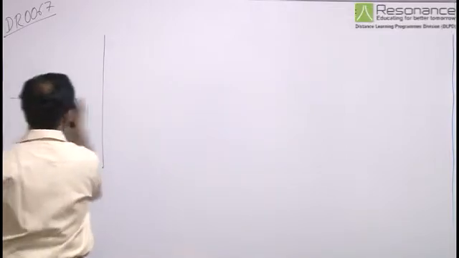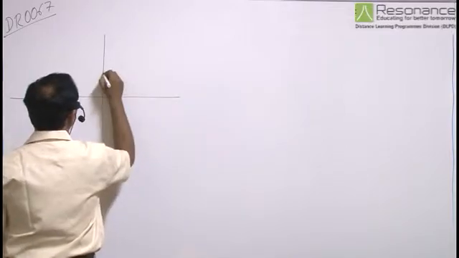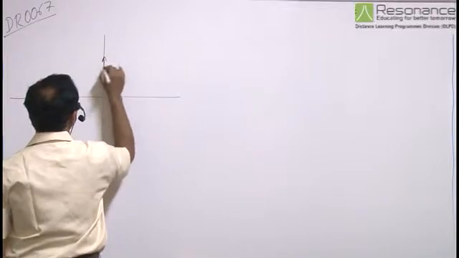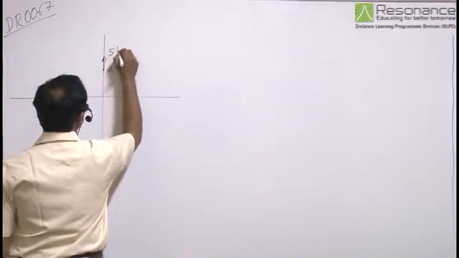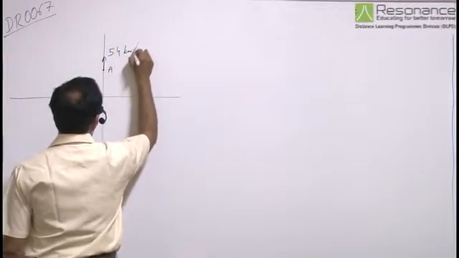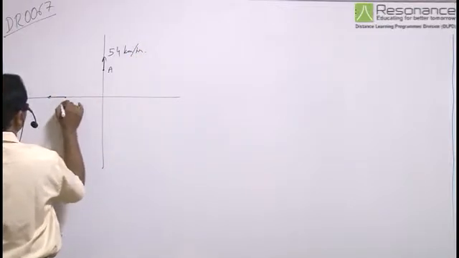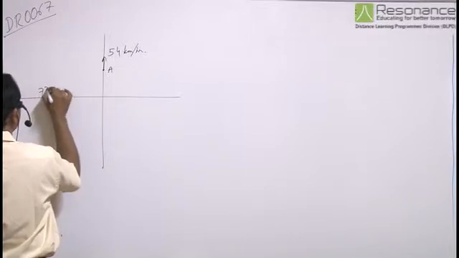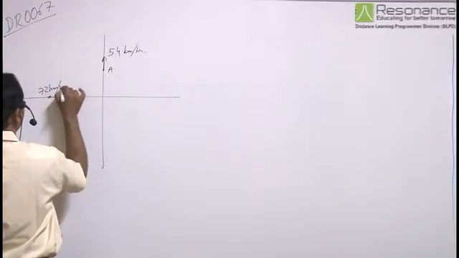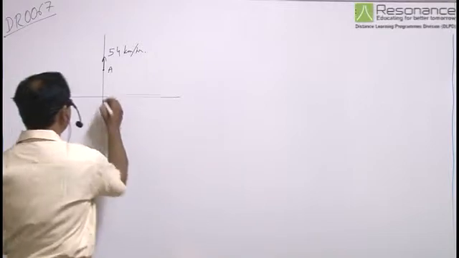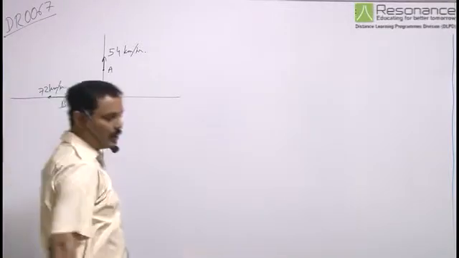So we have two perpendicular tracks. A moves towards north with speed 54 km per hour. B moves towards west with speed 72 km per hour. Both start from the same point, let it be O.